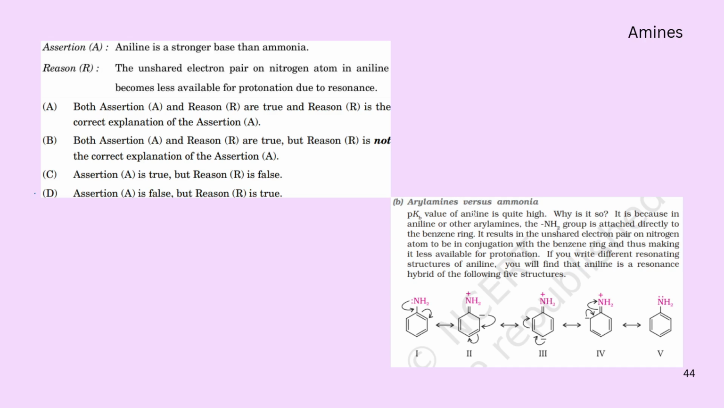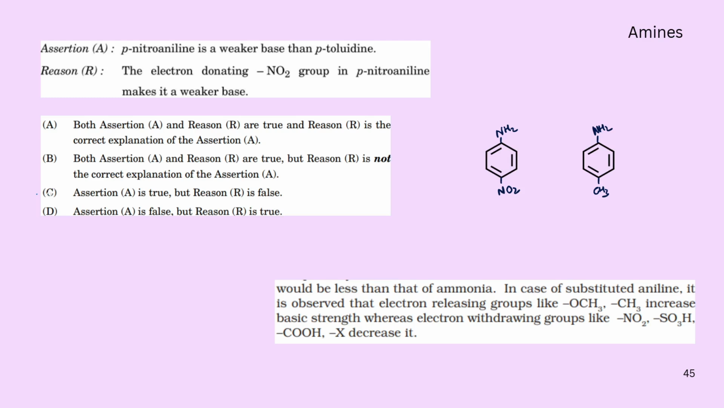So the pKb value of aniline is actually quite high, and that's because of this. So actually the reason is right. If they just said aniline is a weaker base than ammonia, we would have hit option A. But the assertion is wrong, but the reasoning is true, and because of this, the answer is option D. The next question. Para-nitroaniline is a weaker base than para-toluidine. The electron-donating NO2 group in para-nitroaniline makes it a weaker base.